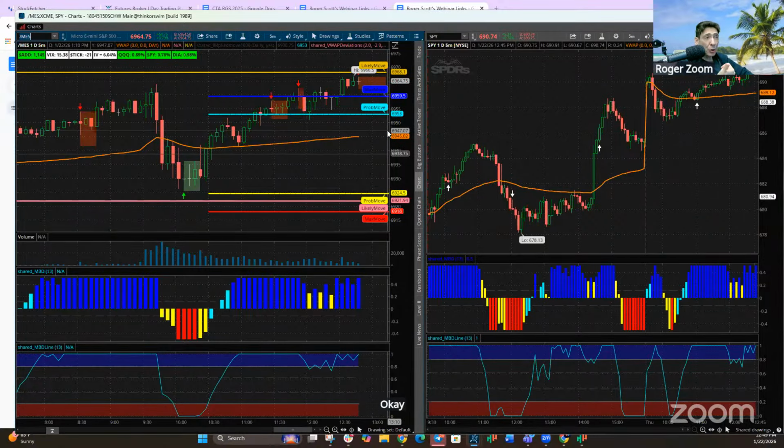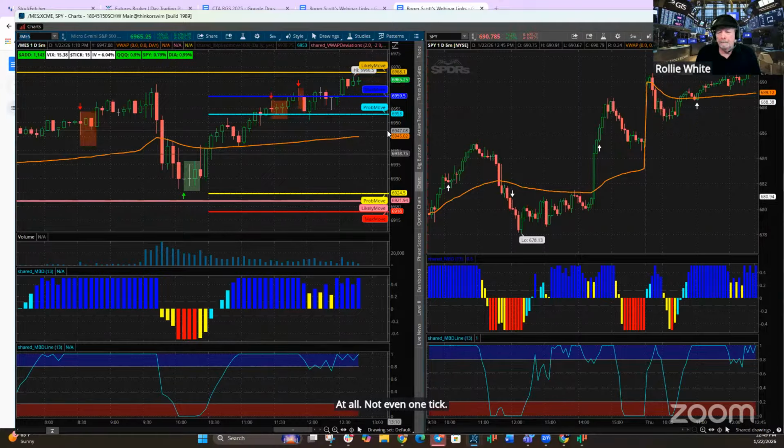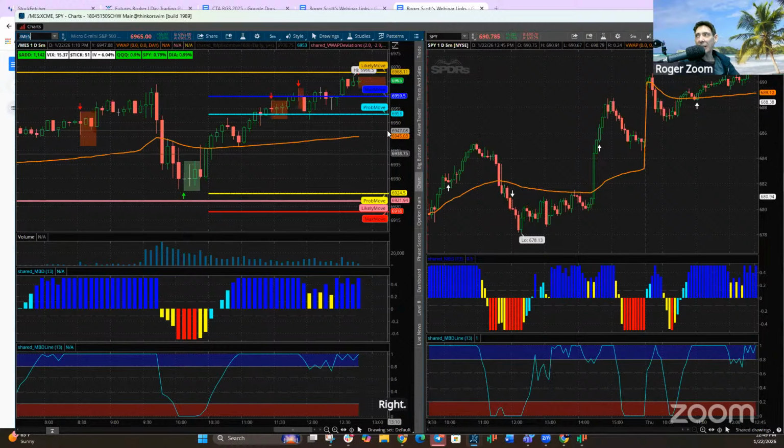And you can put stop losses on these, not on options, but on these. I trust them because they don't bounce as much. You won't be able to manipulate these at all. Not even one tick. They will not clip you. They will not go out of their way to clip you for one tick. There's trillions of dollars involved in this.